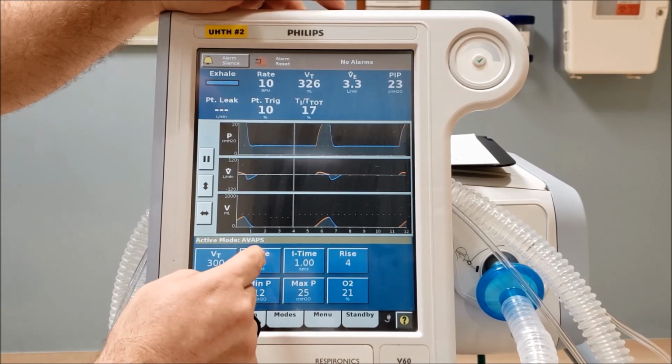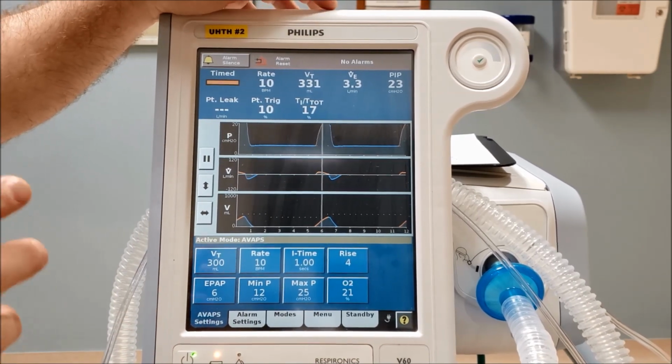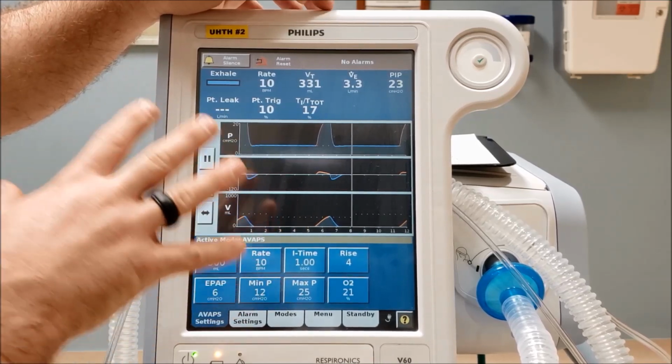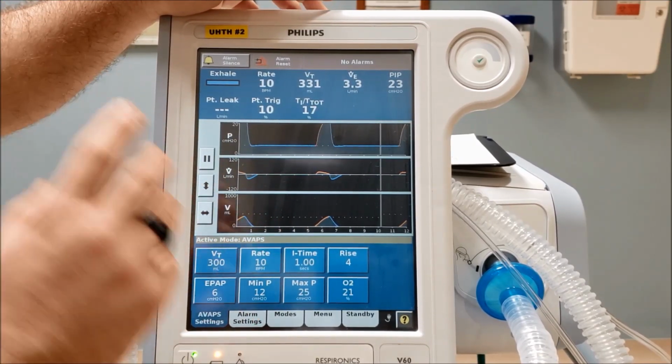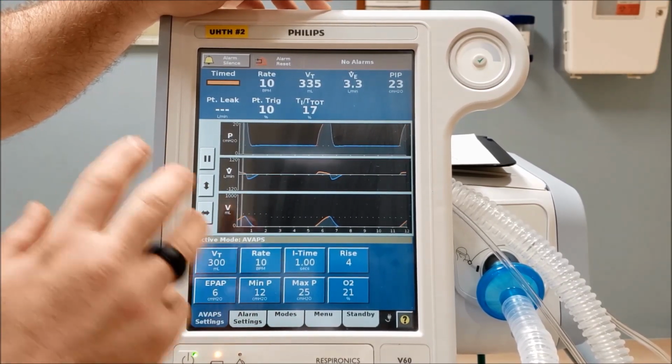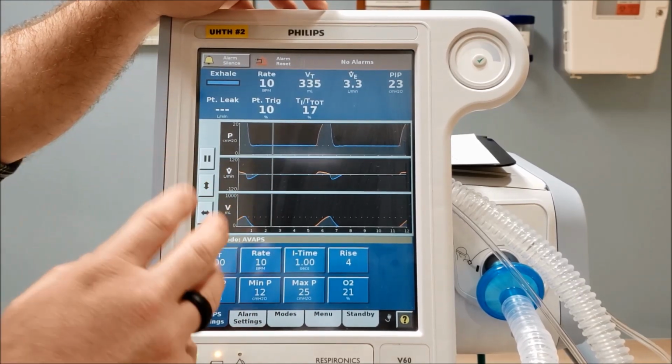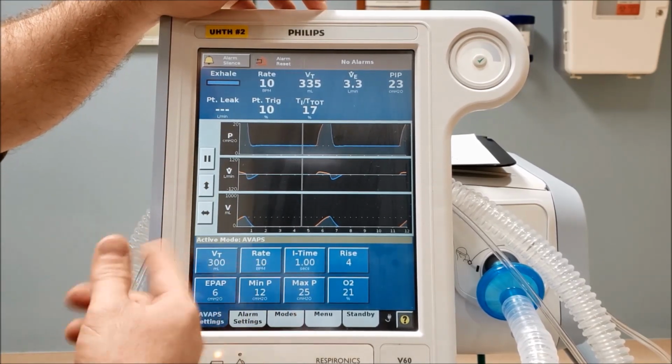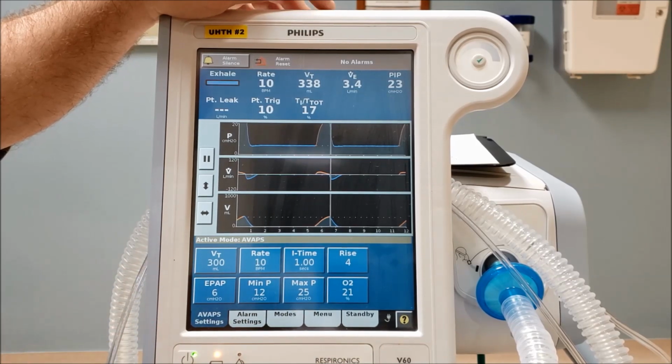Accept. We're going to do a low rate, so it's really important, like I said before, this is not to augment their rate, this is to augment their tidal volume. So I always start usually 8 to 10, so we're going to leave it at 10. We'll leave our I time at 1, our rise time at 4. We're not going to mess with those right now.